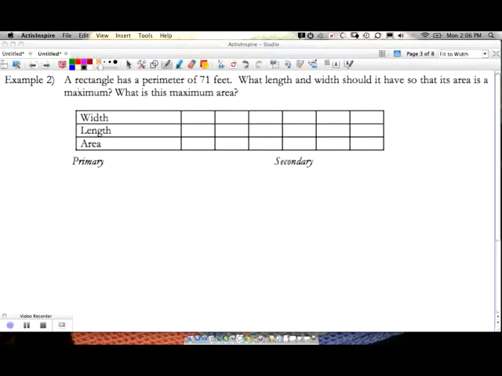For this next one, we have a rectangle. It's got a perimeter of 71 feet, and it's asking us to find the length and width so that the area is a maximum. And then it asks us a second question here. What is the maximum area? So not only do we have to figure out what is the length and the width, we also have to figure out, well, what's the area?